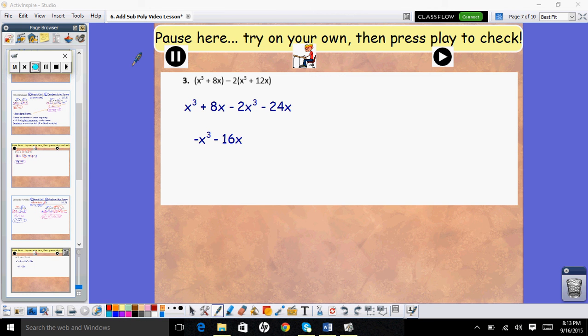Okay, check your answer. Let's see if you distribute the positive 1. These two terms should remain the same, x cubed plus 8x. But here, I changed it. We're going to distribute negative 2 to become negative 2x cubed. And a negative times a positive is negative 24x. Last step, combine like terms. Highest exponents first. 1 minus 2 is negative 1x cubed. And then 8x minus 24x leaves us with a negative 16x.